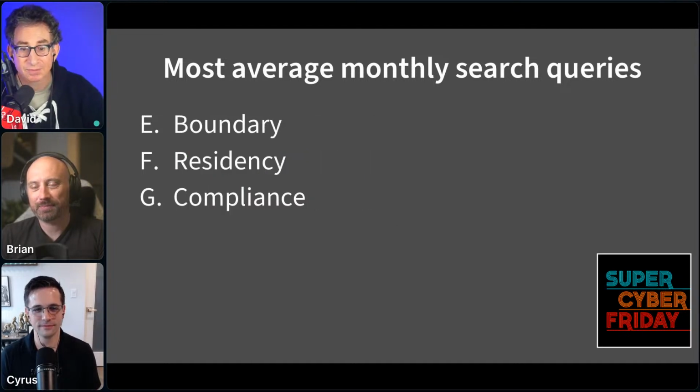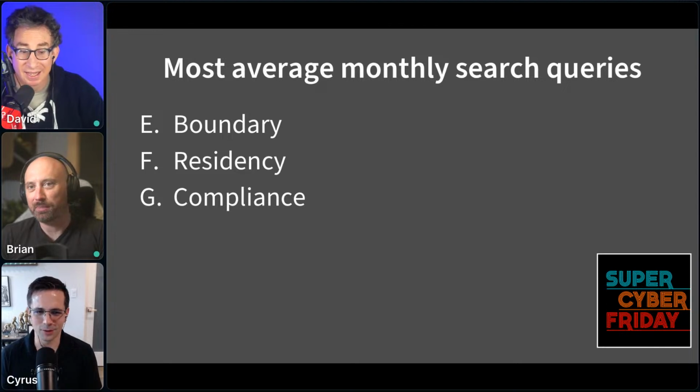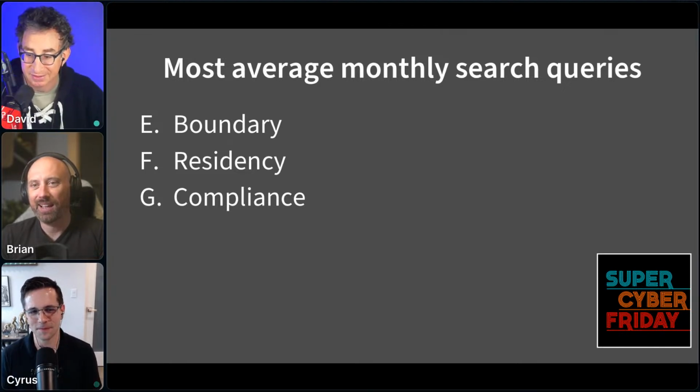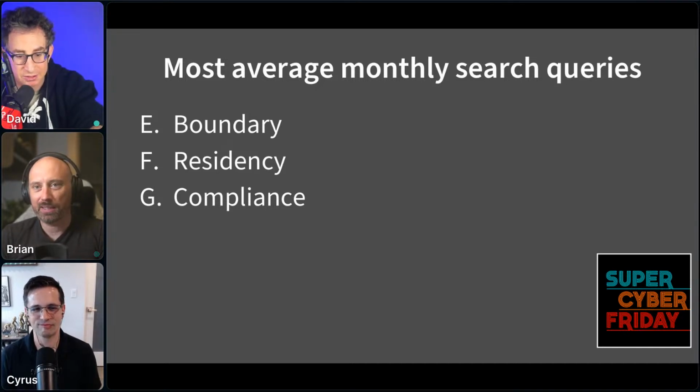All right. Second one. Most average monthly search queries: is it boundary, residency, or compliance? I'll let Cyrus pick first this time. By the way, it can be anything. It doesn't have to be people in cyber answering this. Yeah, I was gonna go compliance too. Just in general, that's what people are gonna be searching for. I said compliance. Okay, both are going compliance.